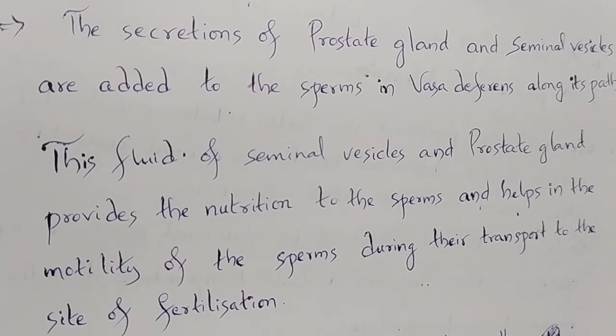So totally, the liquid that comes out from the prostate gland and seminal vesicles is added to the vasa deferens before they get joined to the tube of the urinary bladder. This fluid provides nutrition to the sperms and helps in the motility of the sperms during their transport to the site of fertilization.